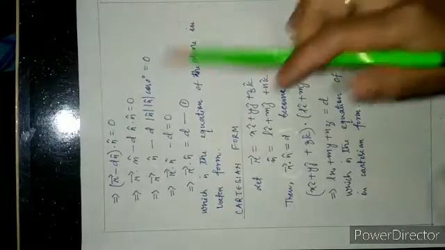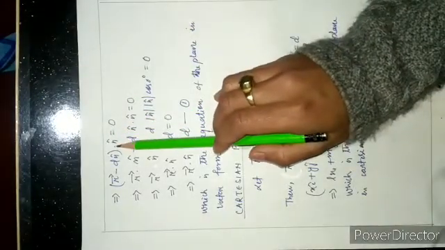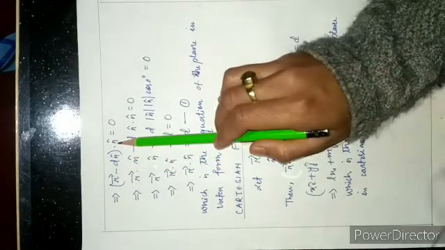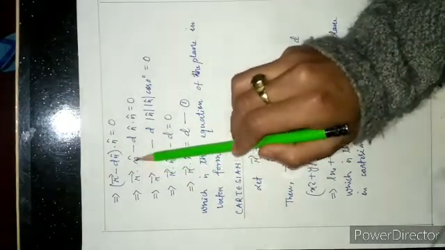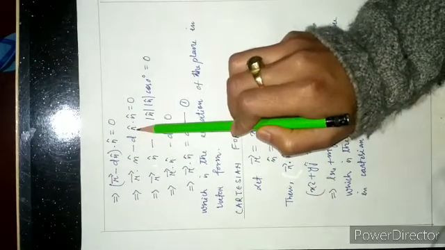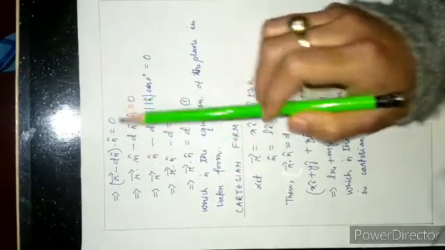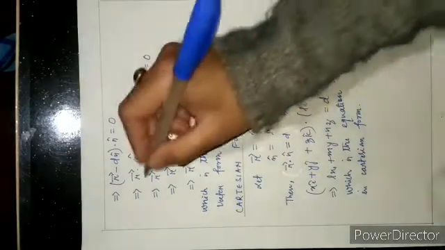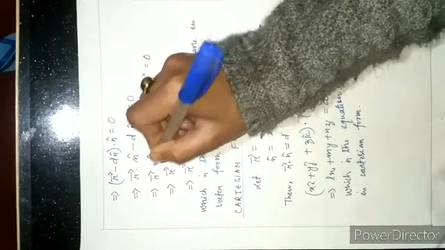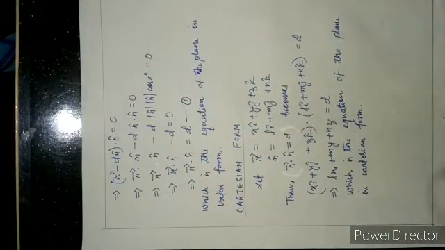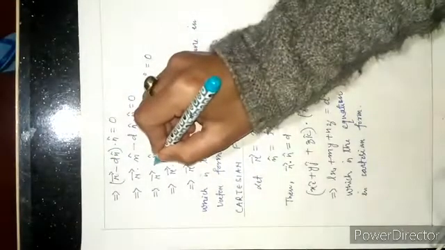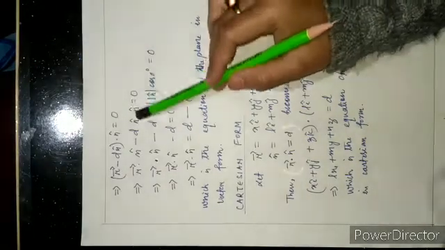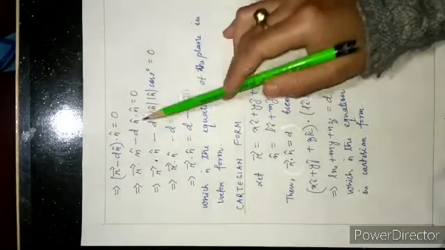Using the distributive law of dot product, R vector minus d n cap dotted with n cap gives R vector dot n cap minus d times n cap dot n cap is equal to 0. Here n cap dot n cap is the dot product of equal vectors.